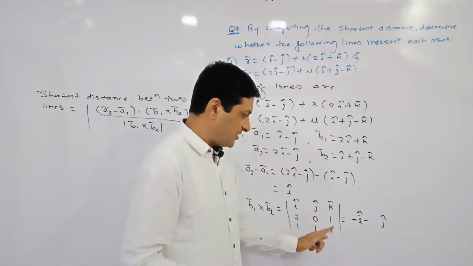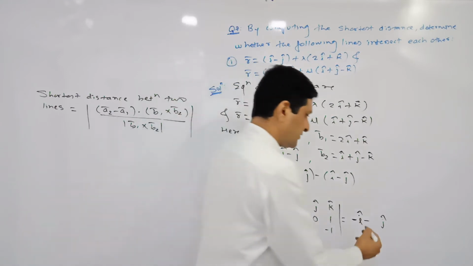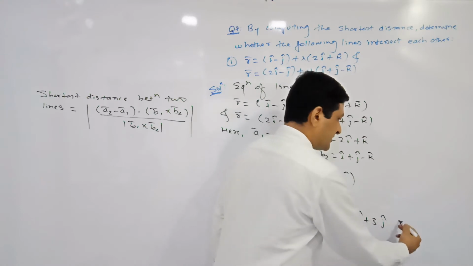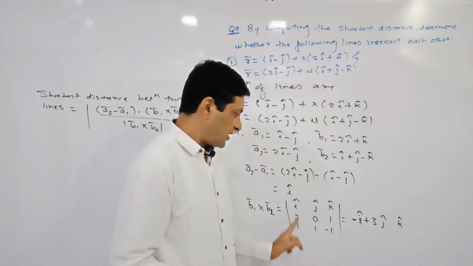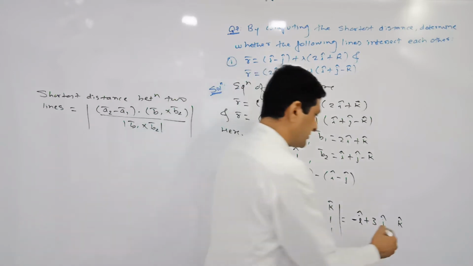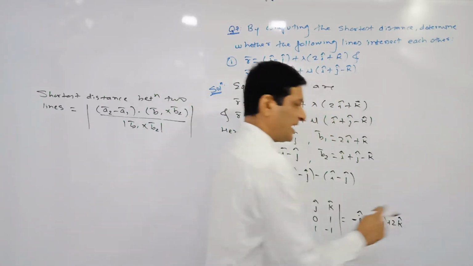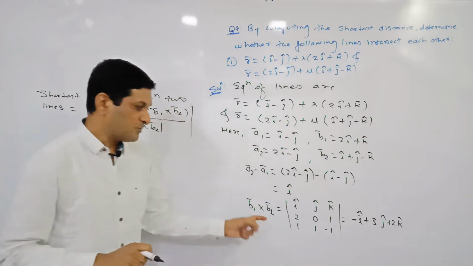This product is minus 2 minus 1, which means minus 3, and this minus will become plus 3. Let us try to find out the coefficient of k cap. Delete this column: 2 minus 0 will be equal to 2, so plus 2 k cap. In this way we have got the value of the cross product.